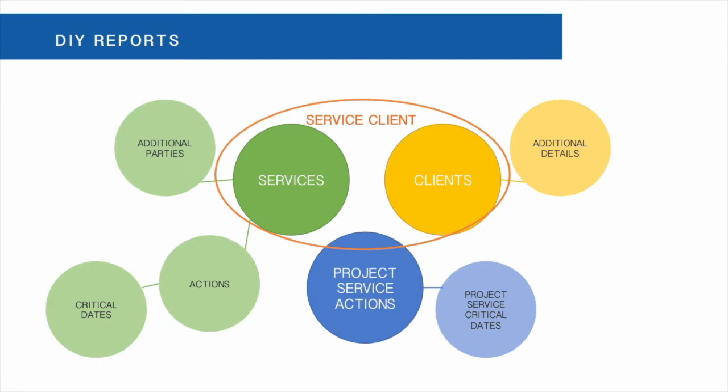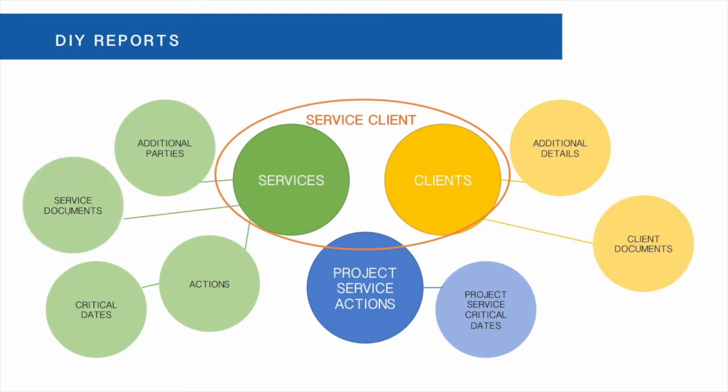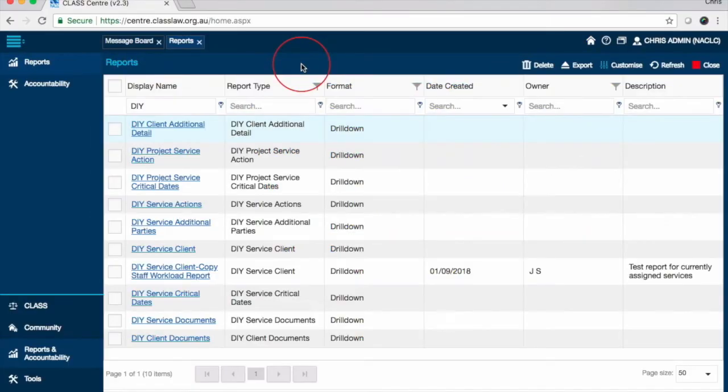And finally, we have two more. We've got documents attached to services and documents attached to clients. So at the moment, that makes 9 different DIY reports. Okay, so now James is going to walk us through 2 example reports and really show us the breadth and variety of things that we can do in these DIYs.